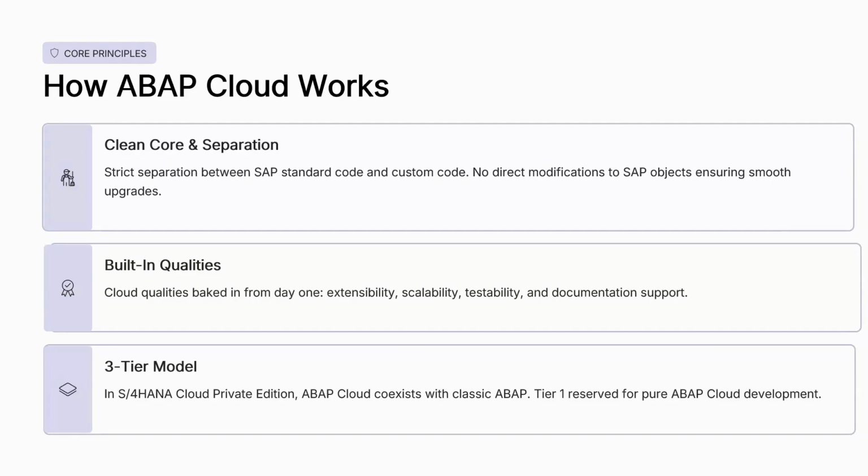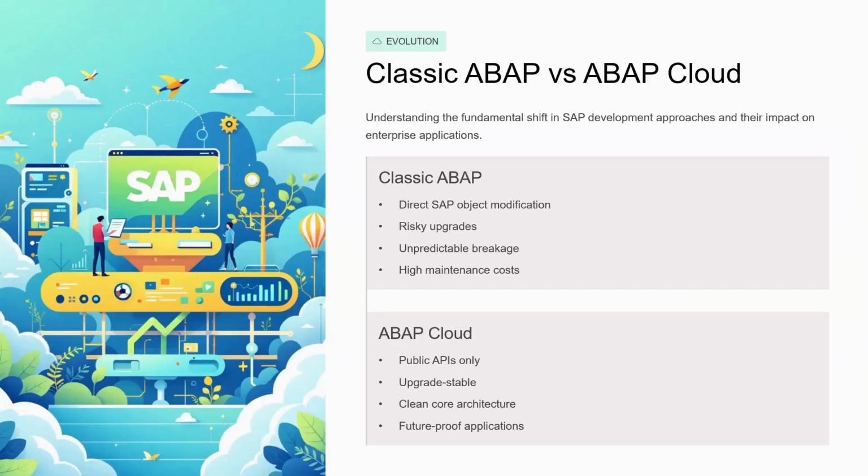The built-in qualities. Important cloud qualities are built directly into the development model like extensibility, scalability, testability, documentation support. These are not optional, they are enforced by design. The 3-tier model. In SAP HANA Cloud, Private Edition and on-premise systems, ABAP Cloud exists with classical ABAP using the 3 tier model, whereas Tier 1 is strictly reserved for pure ABAP Cloud development, helping organizations move towards clean core.